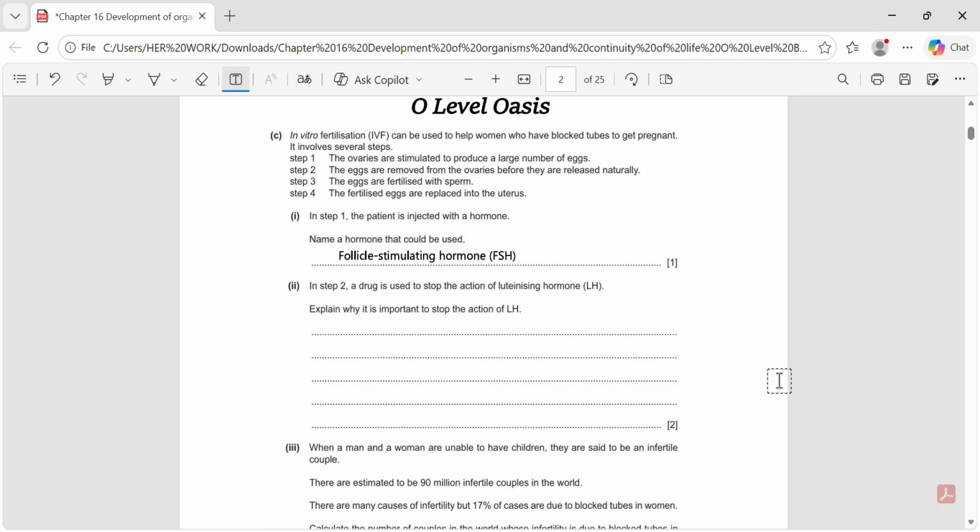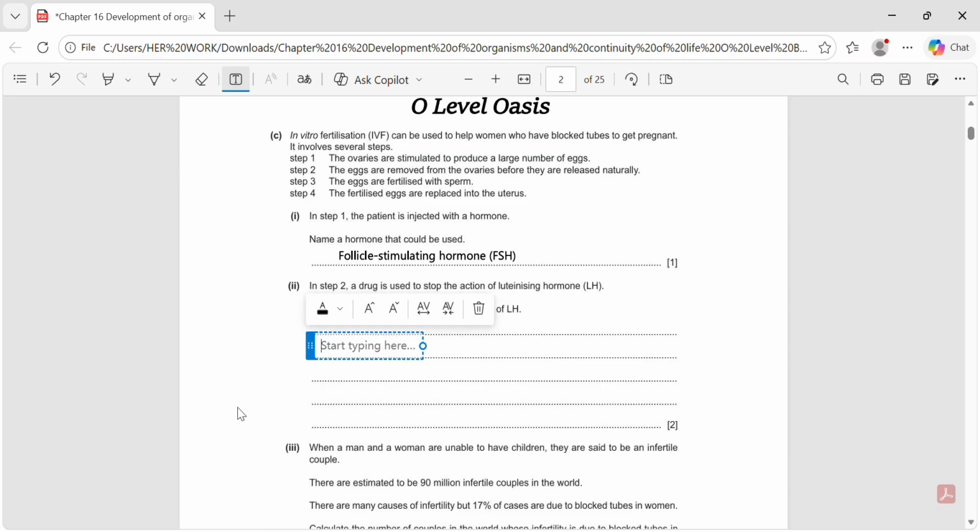Then in the second part, it is stated, in step 2, a drug is used to stop the action of luteinizing hormone, and the question asks, explain why it is important to stop the action of LH. In simple terms, this question is asking us to understand the role of luteinizing hormone in the body and why, during IVF treatment, its action needs to be blocked. LH is the hormone that triggers ovulation, meaning it causes the mature egg to be released from the ovary. However, in IVF, doctors need to collect the eggs before they are naturally released, so ovulation must be prevented. Therefore, we must explain why stopping LH is necessary for this process to work properly.